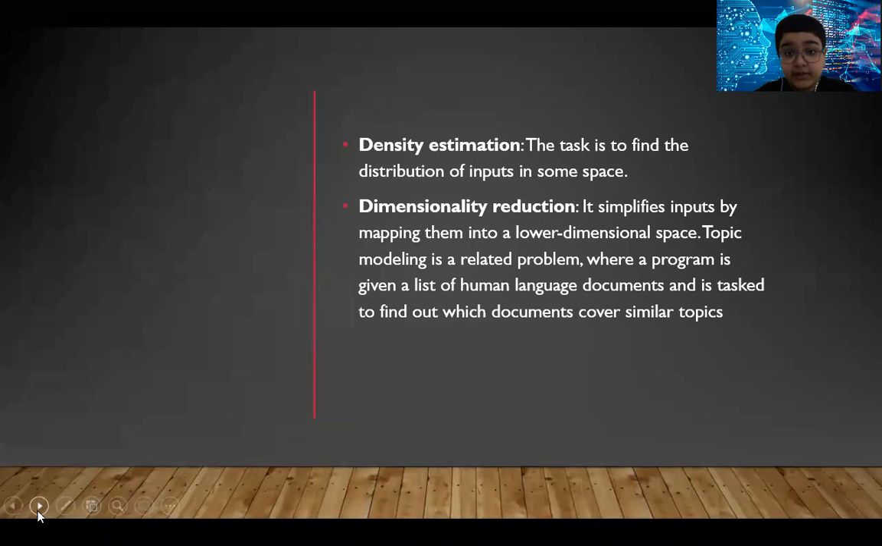Density estimation. The task is to find the distribution of inputs in some space. Dimensionality reduction. It simplifies inputs by mapping them into a lower dimensional space. Topic modeling is a related problem where a program is given a list of human language documents and is asked to find out which documents cover similar topics.